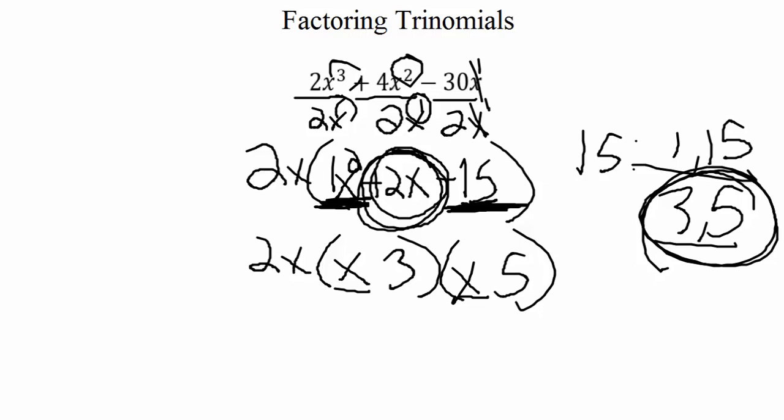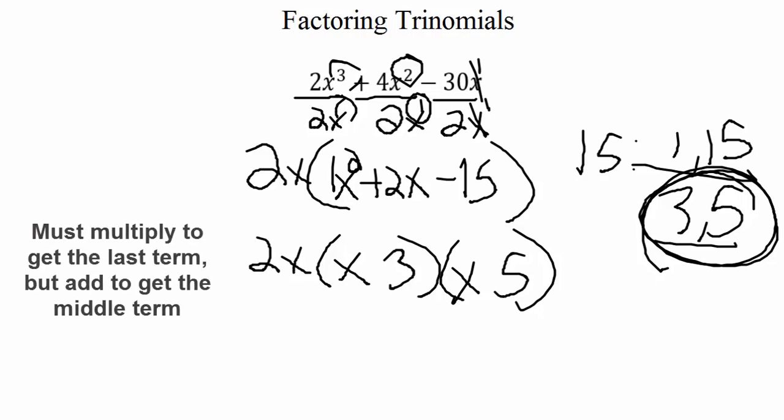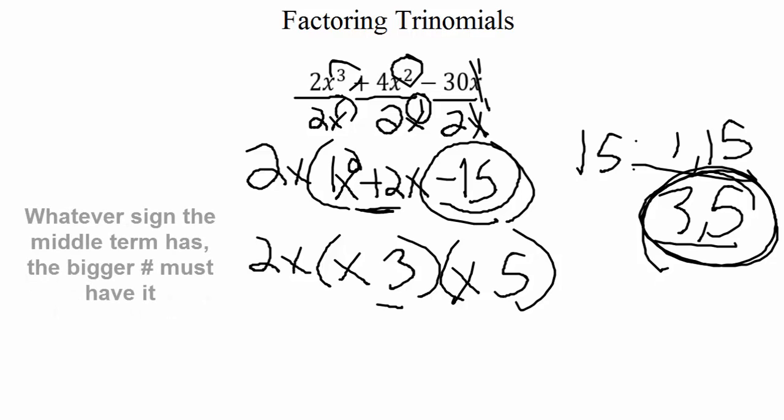The next thing that we need to take a look at is our signs. So taking a look at our signs for a second here, we have a positive 2x and a minus 15. Now remember, the rule says that our numbers need to multiply to get the last term, but add to get the middle term. So 3 times a 5 is a 15. Now, I need to get a negative 15. Better yet, we actually have our rule that says whatever sign the middle term is, our bigger number has to have it. So our middle term is a plus, which means out of the 3 and the 5, 5 is bigger, so we need to give that one the plus.